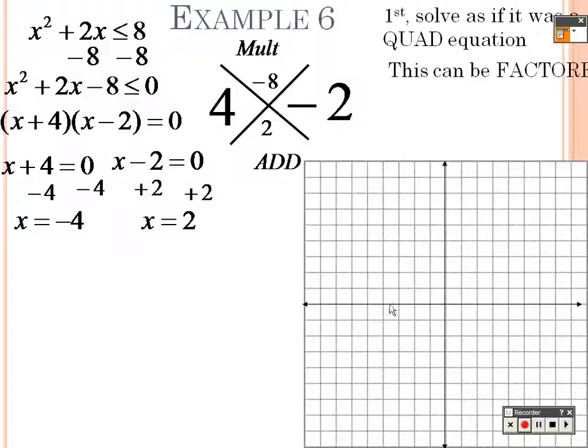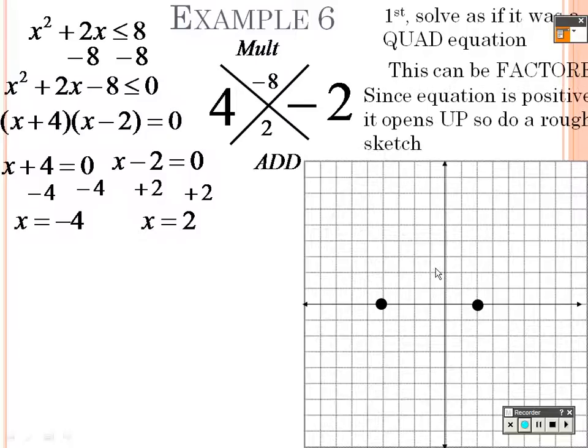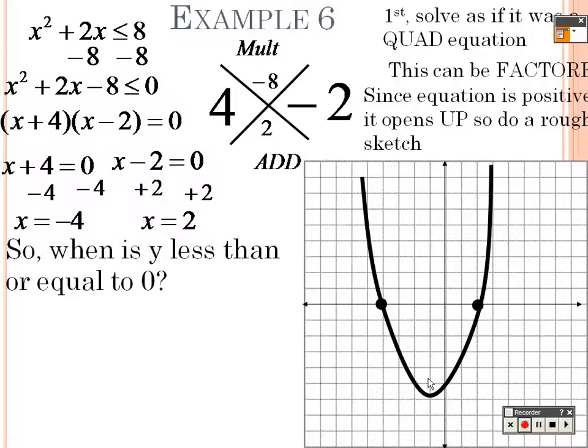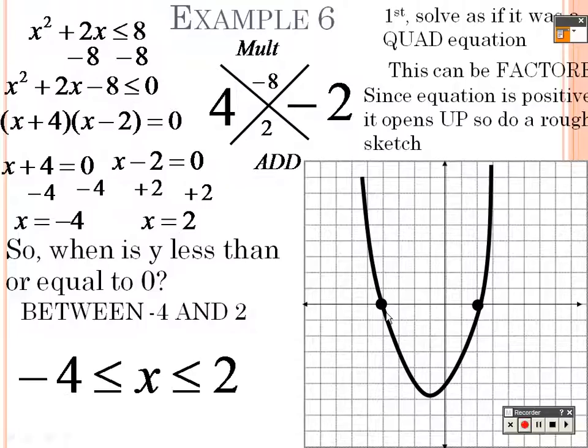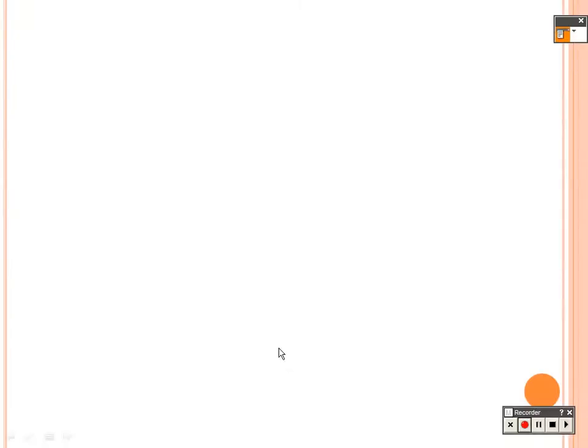So I put them down here, negative 4 and positive 2. This is x squared, so positive means it goes up. So there it is going up. It has less than or equal to, so I drew a solid line there, meaning it includes all those points. So where is it less than 0? Down here, in between those 2 points. So in between negative 4 and 2 is your answer. So if you wanted to write it in our new notation, it would be bracket, bracket.